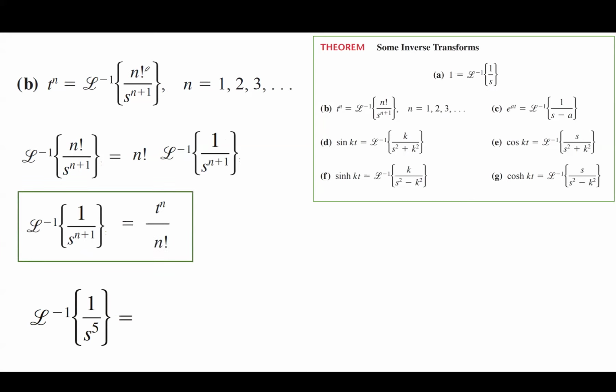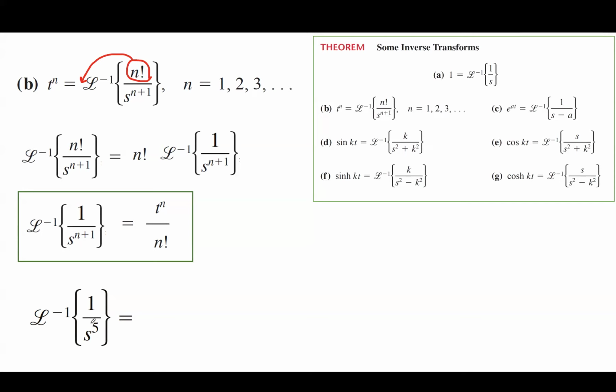So from the formula, you can derive another formula. Since t to the n is the inverse Laplace of n factorial divided by s to the power n plus 1, and n factorial is just a number while inverse Laplace is just a transformation, you can write n factorial in front of the inverse Laplace. Then you can divide both sides by n factorial, so you get t to the n divided by n factorial equals the inverse Laplace of 1 divided by s to the power n plus 1.